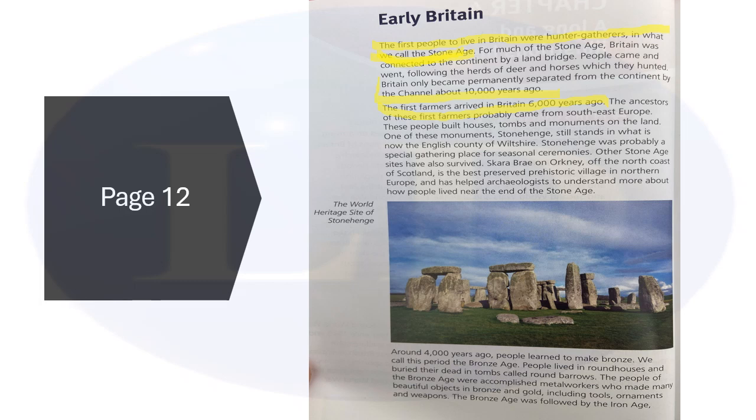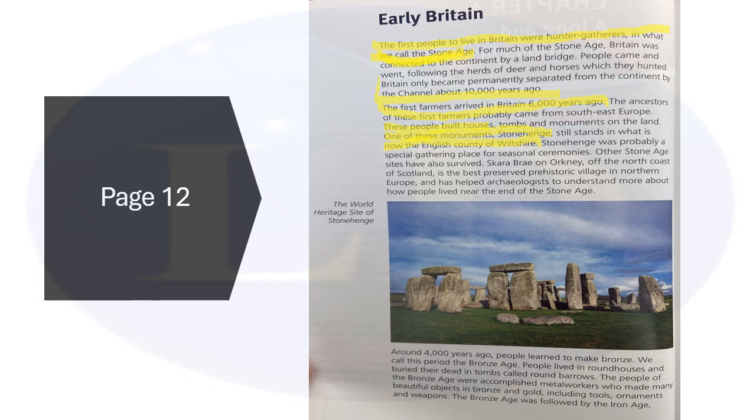The ancestors of these first farmers probably came from Southeast Europe. These people built houses, tombs, and monuments on the land, and one of these monuments is Stonehenge. Let me underline that. It still stands in what is now the English county of Wiltshire. This is very, very important. A question could be, where did the ancestors come from? A question could be, where is Stonehenge?